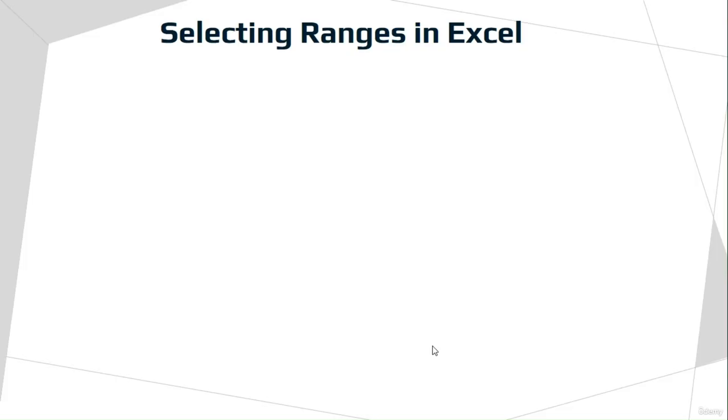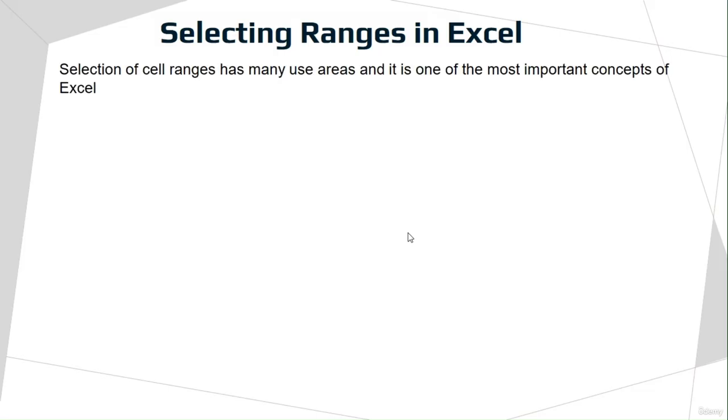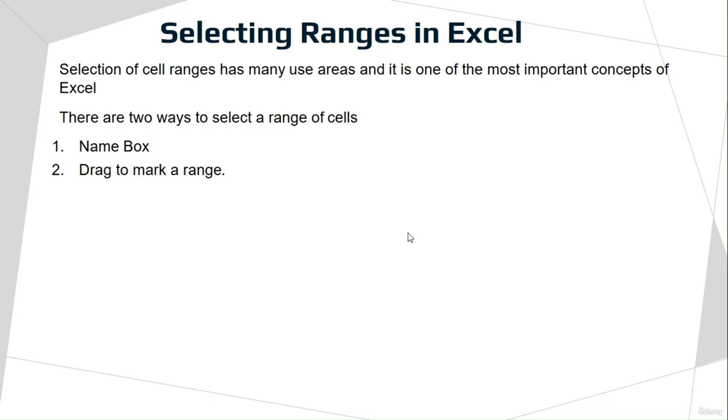Selecting ranges in Excel. All these are basics that will enable you to navigate through the worksheet easily. Selection of cell ranges has many use areas, and it is one of the most important concepts of Excel. There are 2 ways to select a range of cells. First, the name box. Remember the name box. 2. Drag to mark a range. The easiest way is to drag and mark.